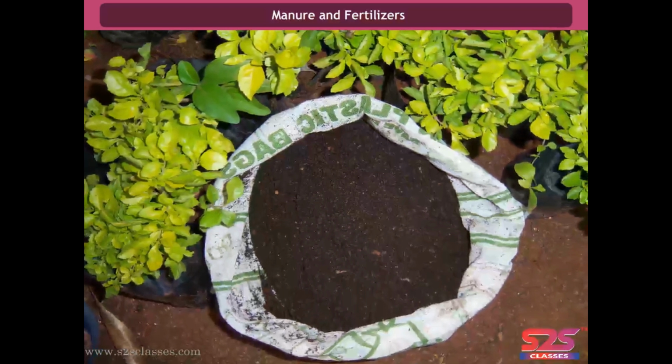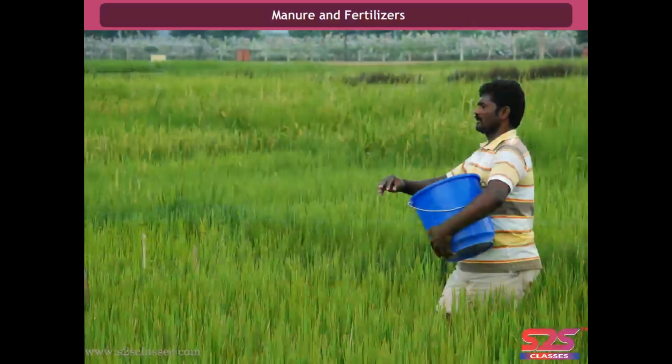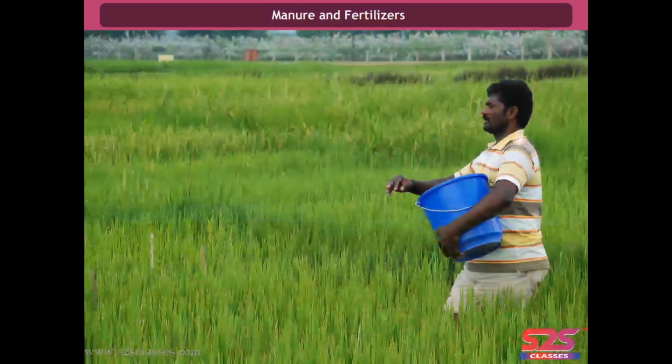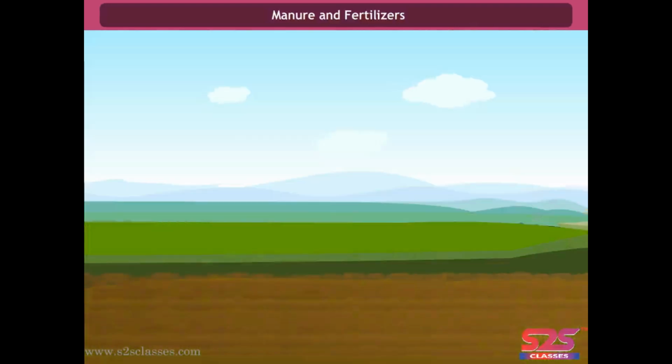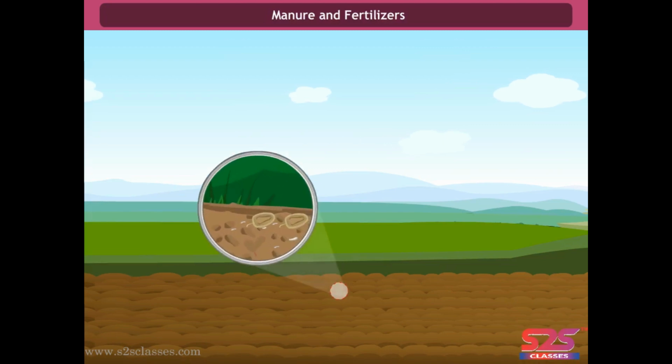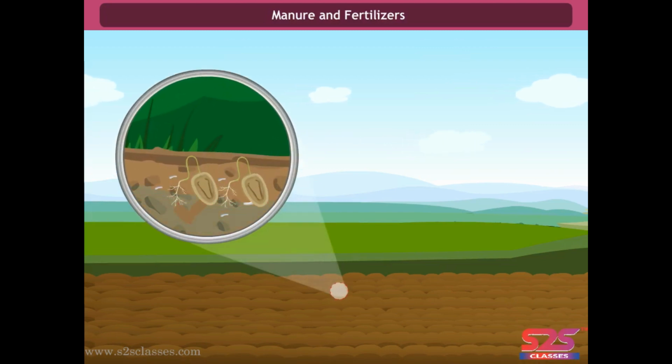Manure and fertilizers. Manure is added to the soil in the form of nutrients for the healthy growth of plants. Manure and fertilizers improve the texture of the soil, increase the water holding capacity of the soil, make the soil porous, due to which exchange of gases in the soil improves, and increase the number of soil-friendly organisms such as earthworms and microbes in the soil.